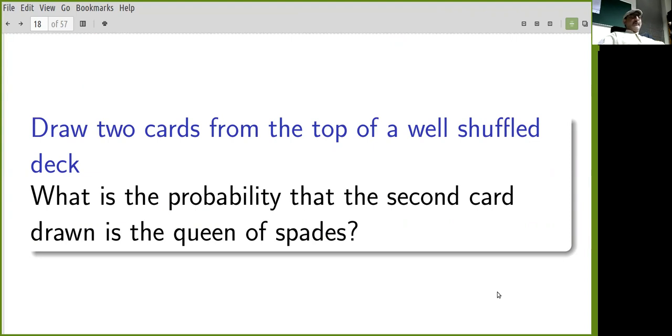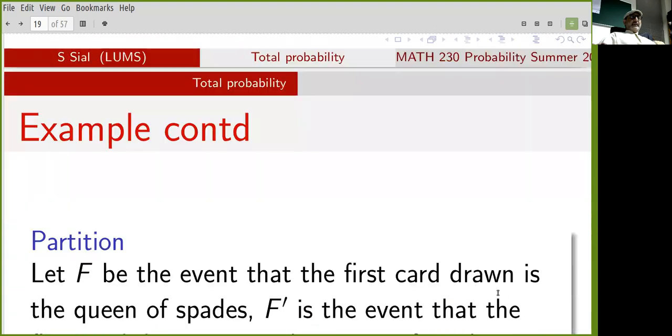And I pick one. Happens to be the second one. What's the probability that that would be the Queen of Spades? 1 out of 52. Okay, so that's my guess that the answer should be 1 out of 52.